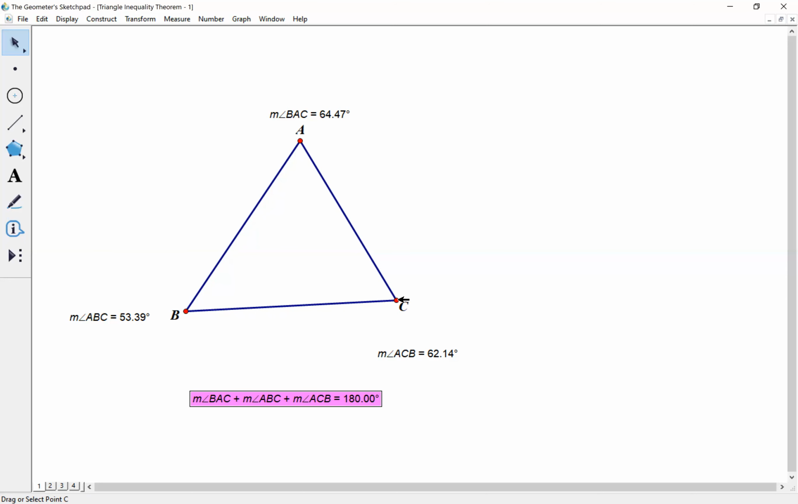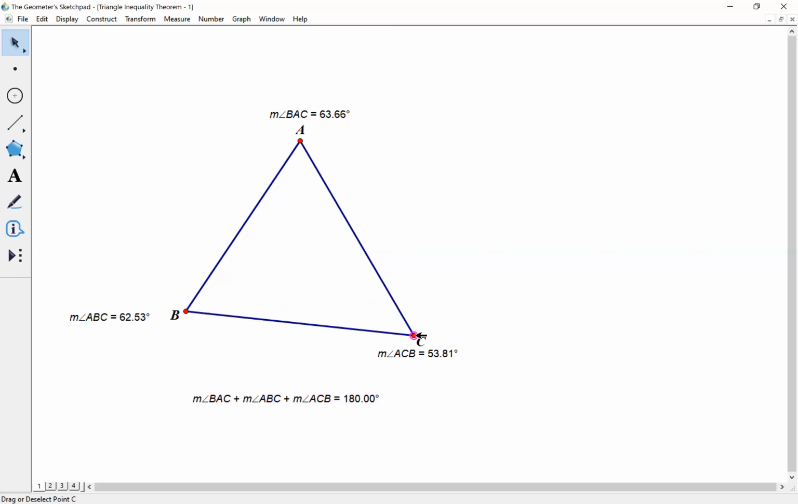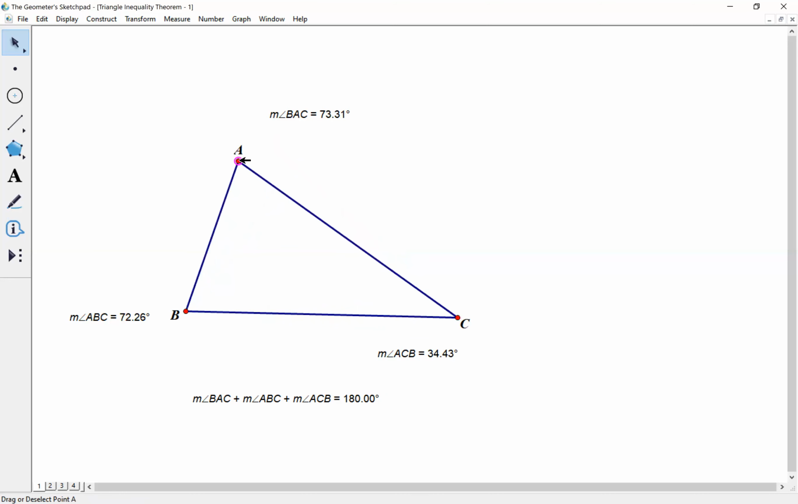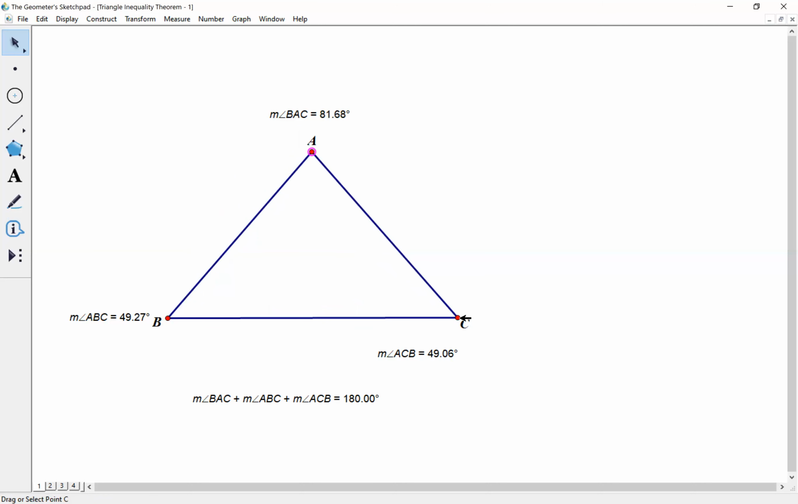Let me move my angles. Remember, my angles change. The interesting part, notice at the very bottom where I did the addition, when I add the 3 angles, it is still 180. Notice I'm moving my angles, and the 180 does not change.